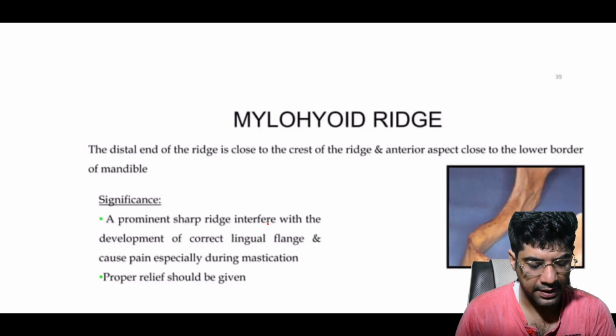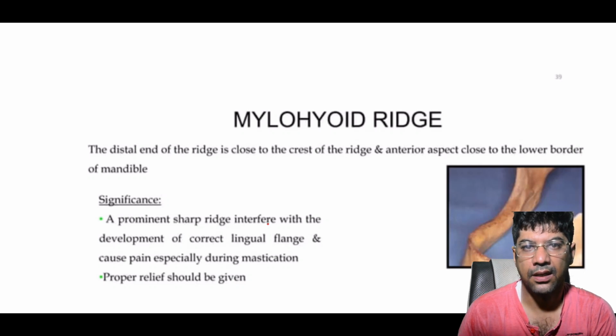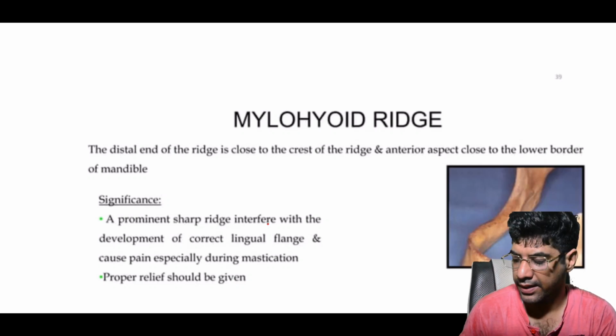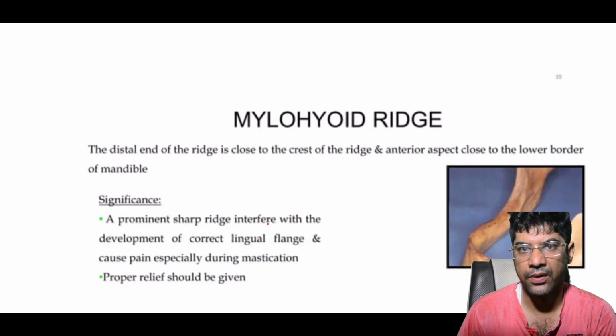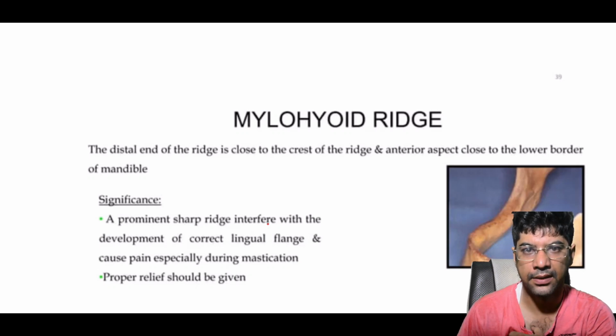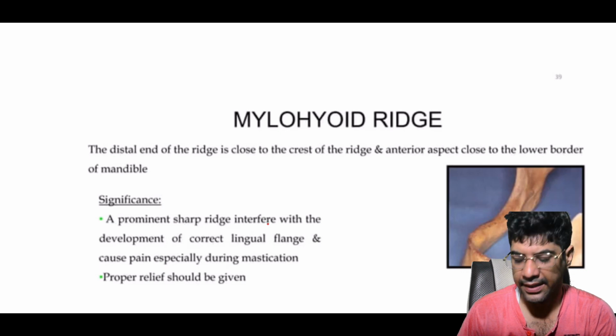Now let us talk about the relief areas. First is the mylohyoid ridge. The mylohyoid ridge runs along the lingual surface of the mandible, starting near the inferior border of the mandible and becoming flush with the residual alveolar ridge posteriorly. The area under the mylohyoid ridge can form an undercut, and the thin mucosa over this ridge can be susceptible to trauma from denture pressure. So relief must be provided over the mylohyoid ridge to avoid discomfort and mucosal irritation.